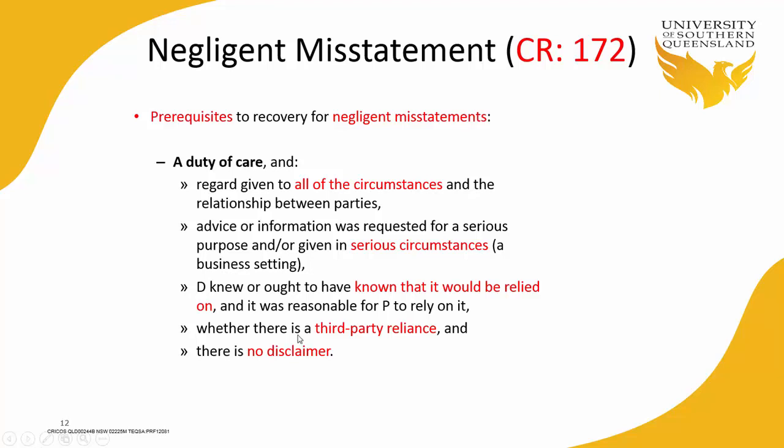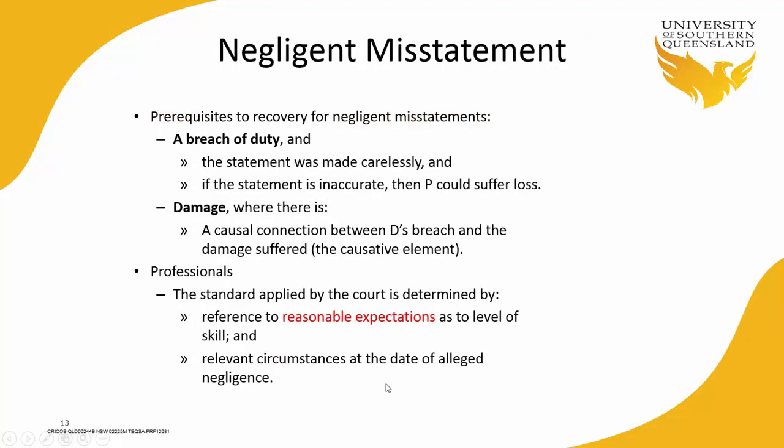Now, once you have established that there's a duty of care, you need to go on and establish that that duty has been breached. So you must establish that the defendant made a representation or statement. This is the difference when we talk about negligent misstatement. The act here is that this representation or statement was made, and that the defendant knew or ought to have known it was being requested for a serious purpose, and that the representation or statement by the defendant would be acted upon. So actual reliance. Finally, you also have to establish that if the statement was inaccurate, you could suffer loss.